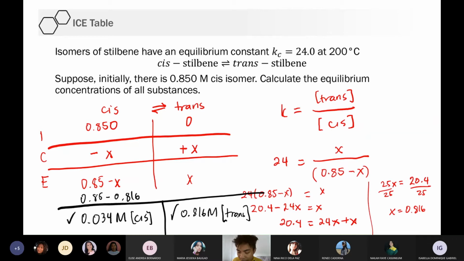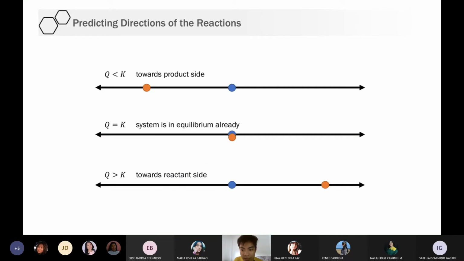So if your Q is less than K, then the reaction will proceed towards the product side. That means the product side will be positive x and the reactant side will be negative x. If your Q is greater than K, then that means your products will convert to reactants. So that means the reactant is positive and the products are negative.